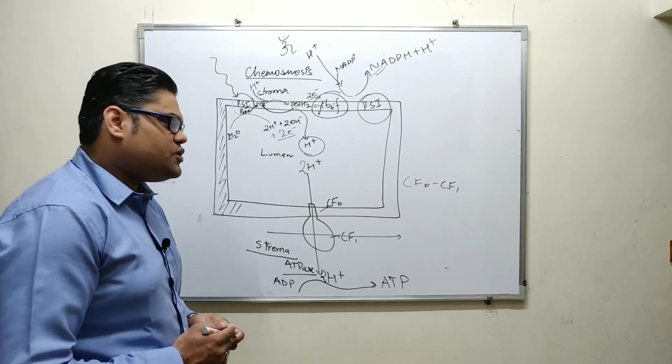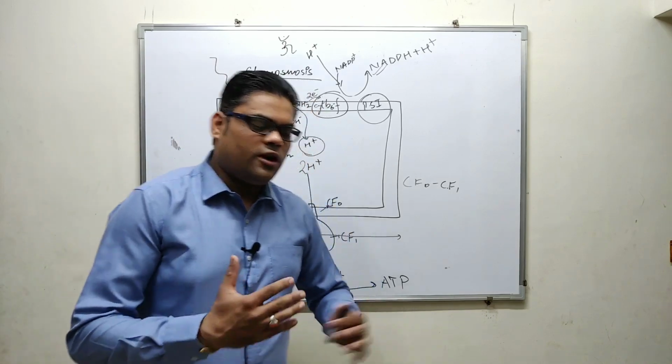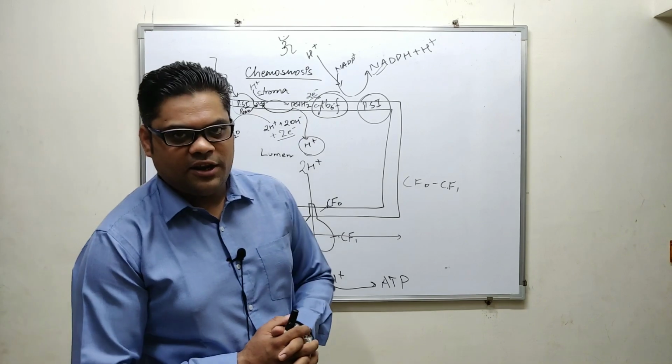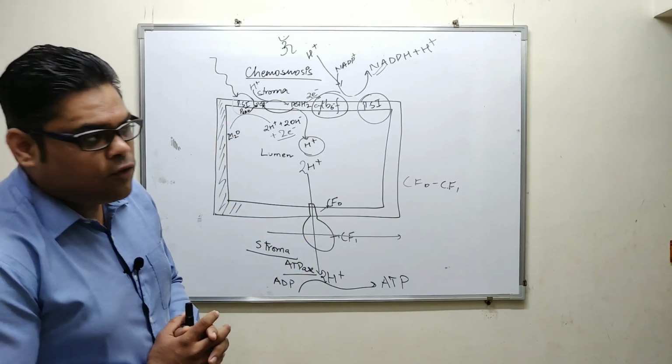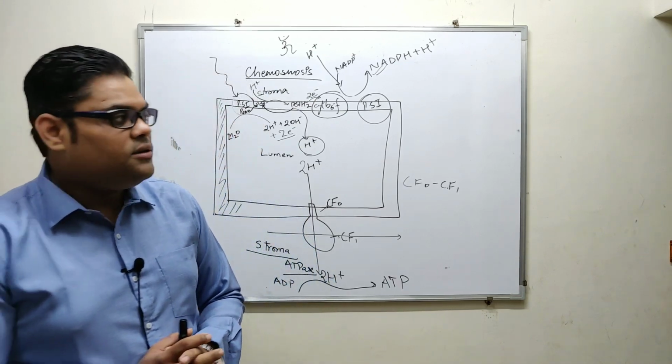Why photophosphorylation? Friends, there are some queries regarding, sir, what are the different types of photophosphorylation? What are the different types of phosphorylation? Phosphorylation means the formation of ATP. If the formation of ATP is taking place in the presence of light, it is photophosphorylation.